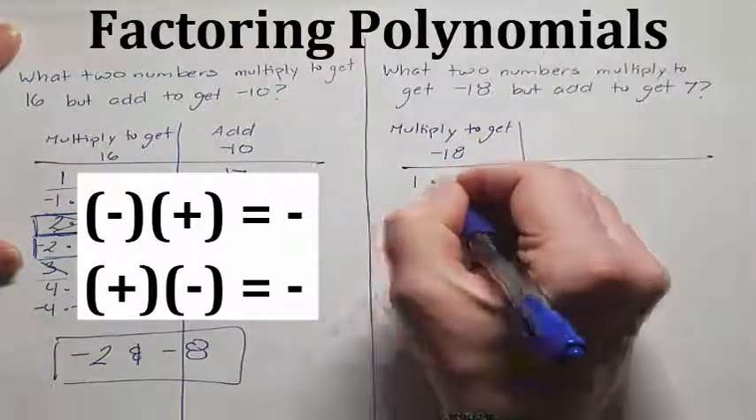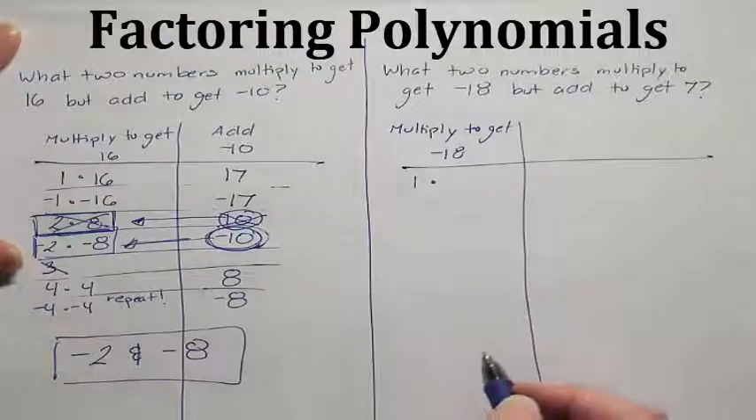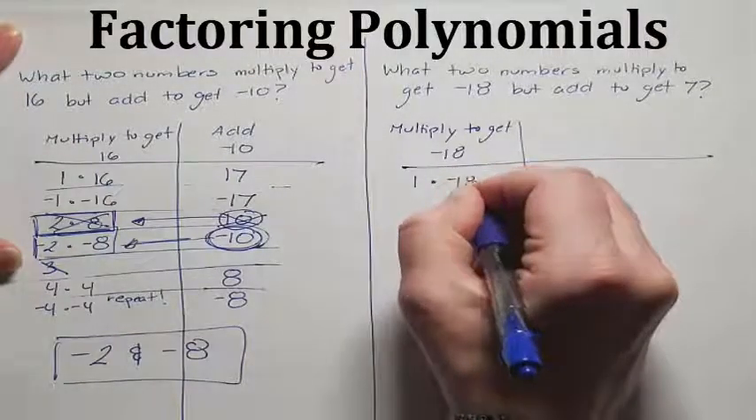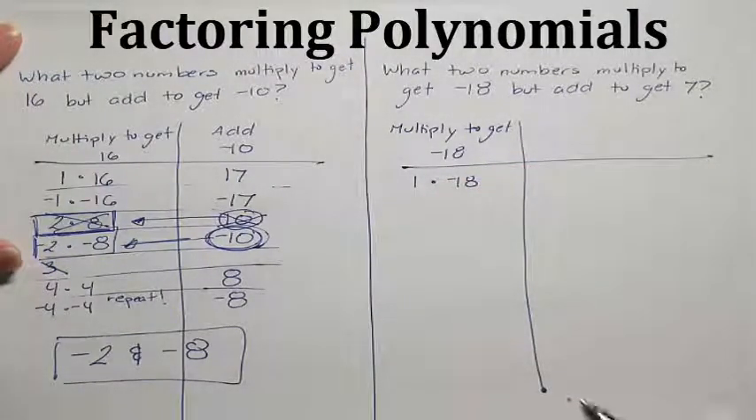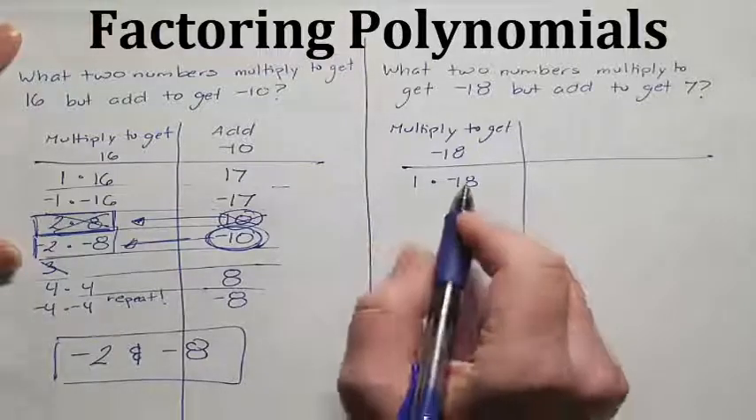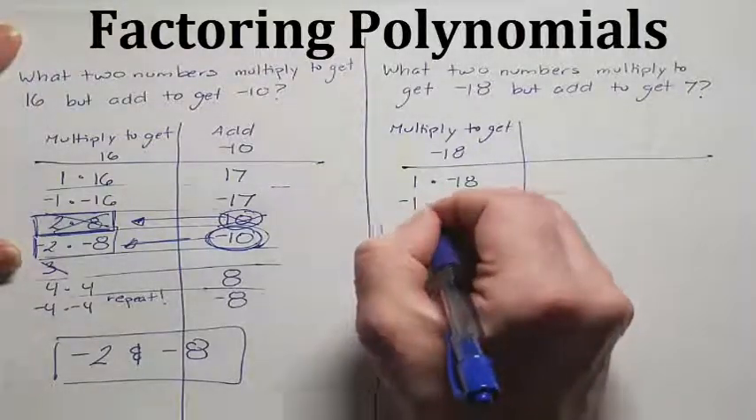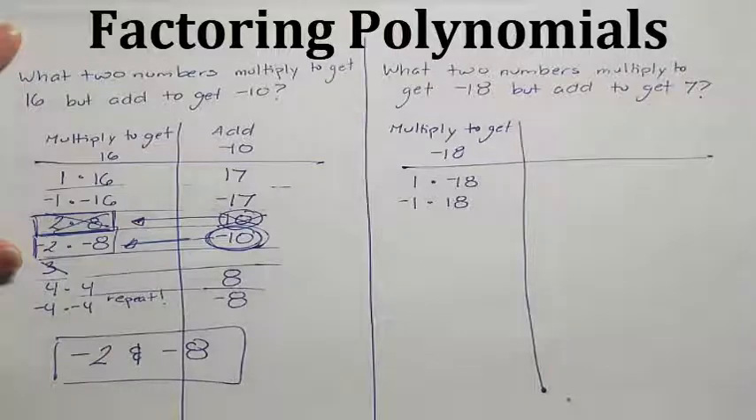So let's start with 1. 1 times what gives me the negative 18? Well, it was a negative 18. You told me that only one of my numbers needed to be negative. So here the 18 is negative. Well, what about the option when the 1 was the negative?